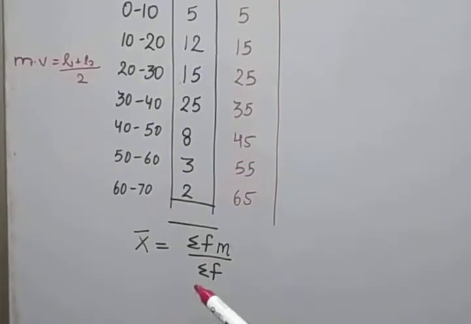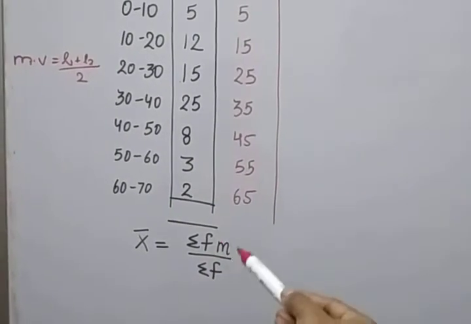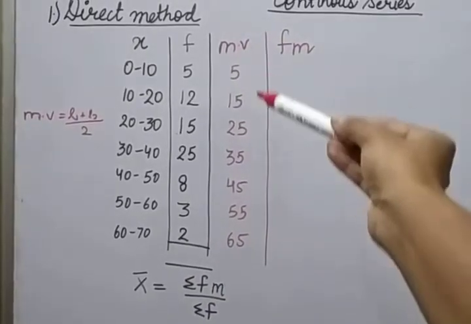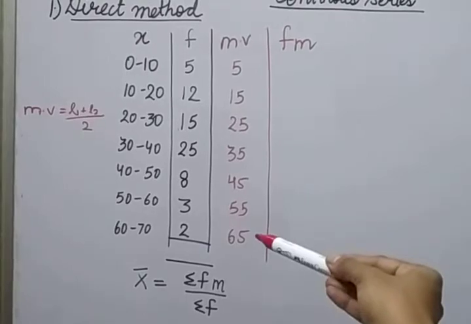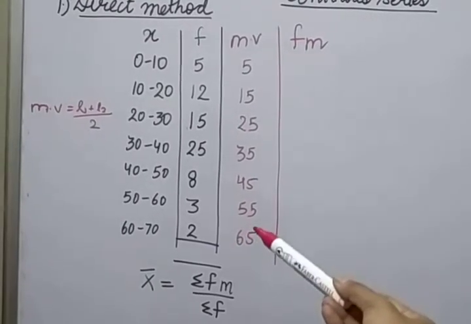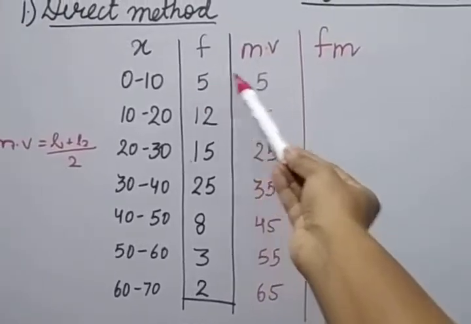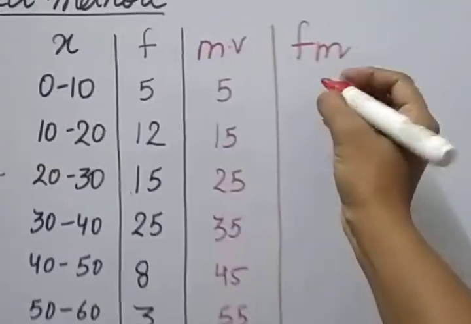Now, what is the formula of the direct method? Summation fx upon summation f. Here, instead of x we will use m, where m means mid value. Now we are going to use this mid value. The rest of the process is the same. In the direct method we multiply f into m. 5 into 5, 25.